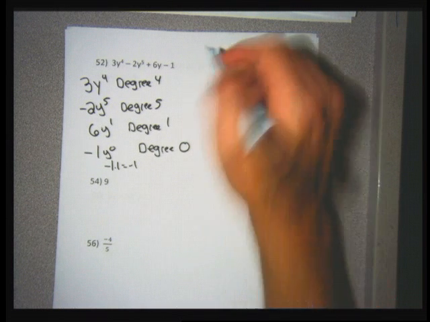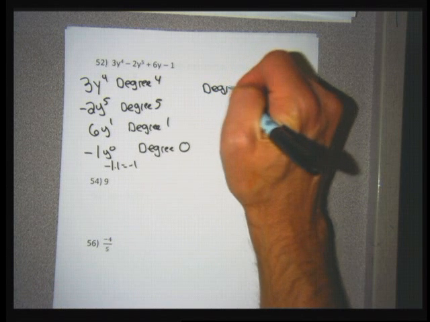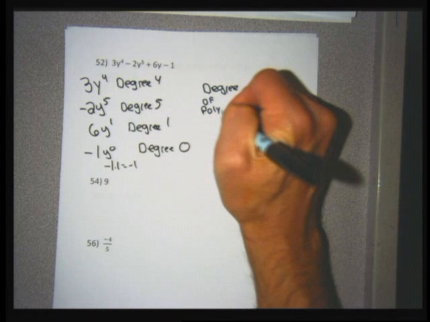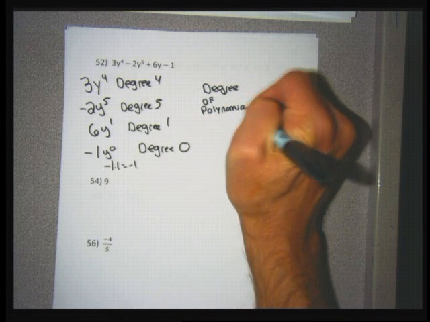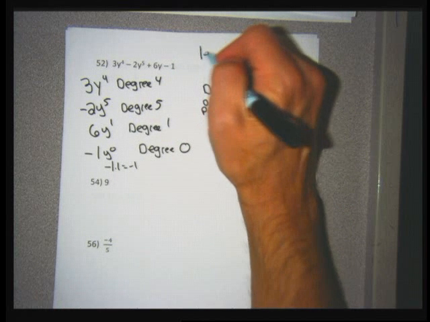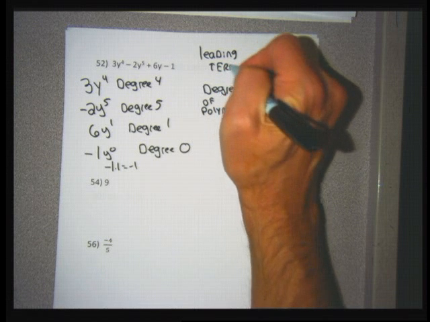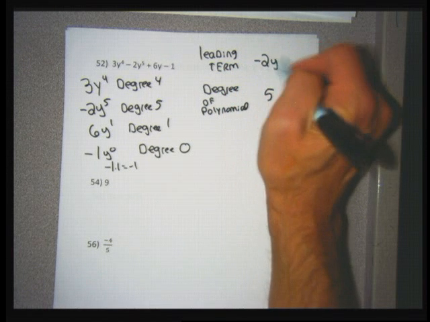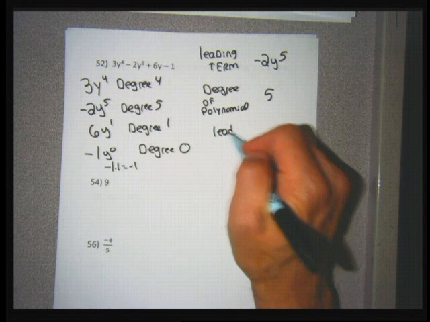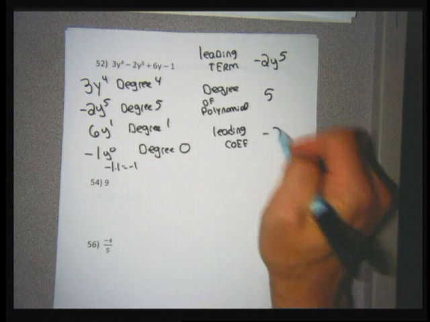So for this particular polynomial, the degree of the polynomial is going to be 5, because it's the highest degree of any of the terms. The leading term is going to be the negative 2y to the 5th, because that's the term that had that degree. And then the leading coefficient is the coefficient in that term, and that's going to be negative 2.